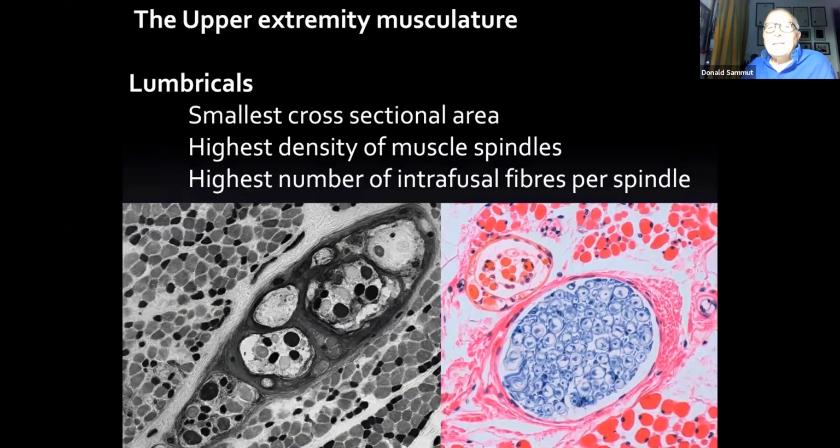These are all muscles that need to be very precise, very fast, very accurate. And in the upper extremity, if you look at all the muscles in the upper extremity, the lumbricals have got the smallest cross-sectional area, but they have the highest density of muscle spindles. And not only that, but they have the highest number of intrafusal fibers per spindle. So in other words, each spindle can transmit more information and there are more of them.